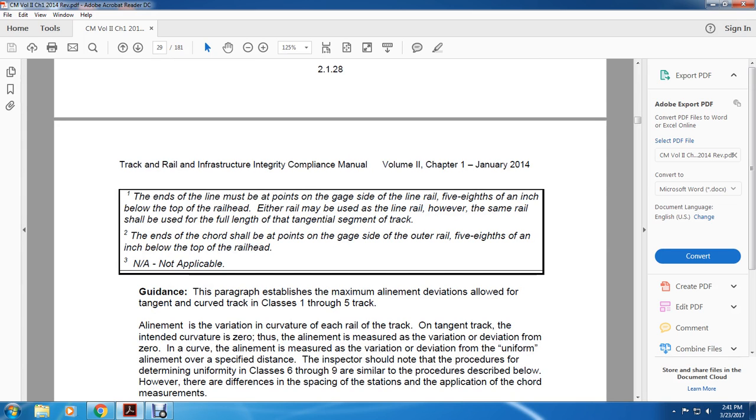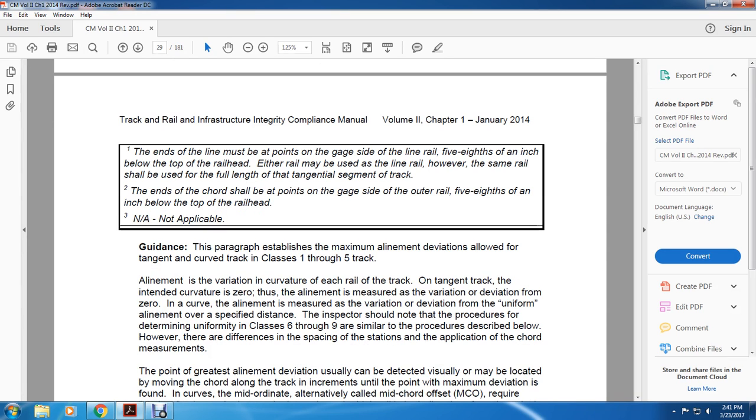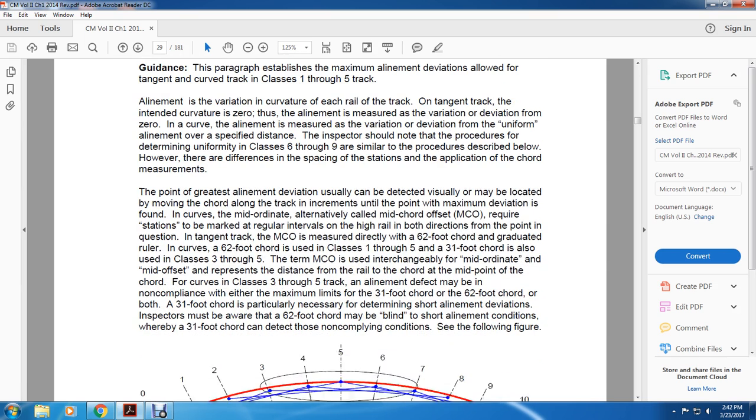Alright, the guidance. This paragraph establishes the maximum alignment deviation allowed for tangent and curved track in Class 1 through 5. Alignment on tangent track is measured for variation from zero, and on curves it is measured for variation from uniform alignment over a specified distance. The inspector should note the procedure for determining uniform alignment; similar procedures are described below. However, the differences are in the spacing of the stations and the application of the chord.